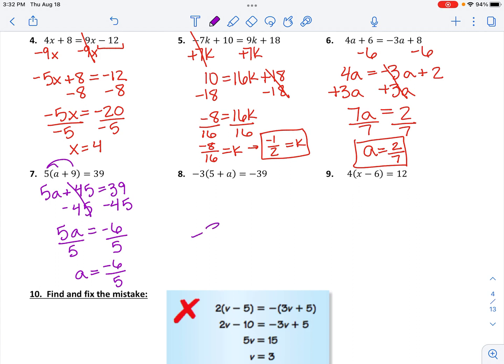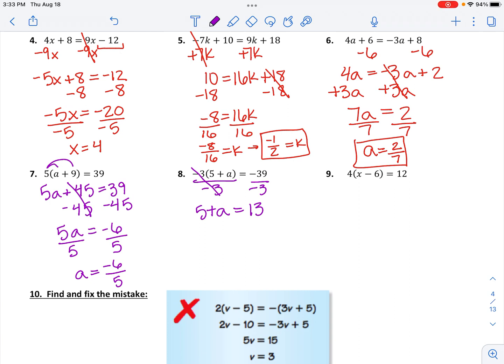So I'm going to think of it like my problem here. If I just had -3x equals -39, I know that I could just divide by that -3 to get x by itself, okay? In this case, I can do that same step, but I'm just going to use this in place of x. So I'm going to go ahead and divide by that -3. And that leaves me with just the 5 plus a equals 13.